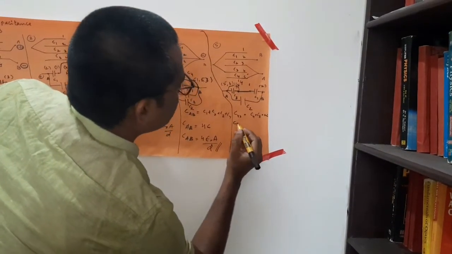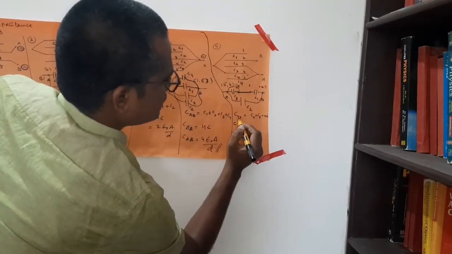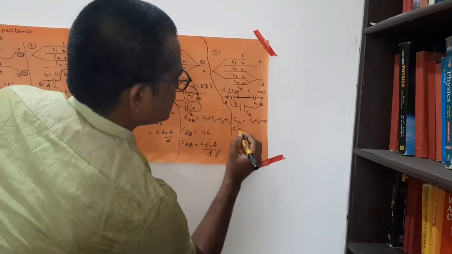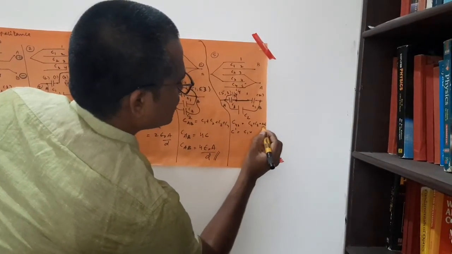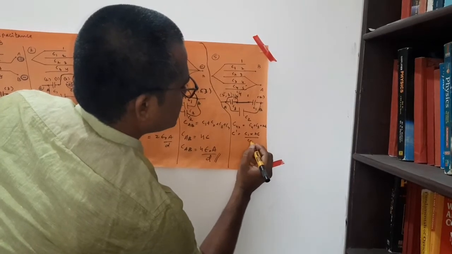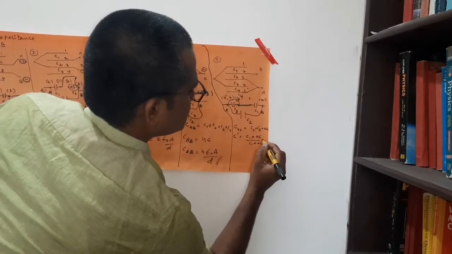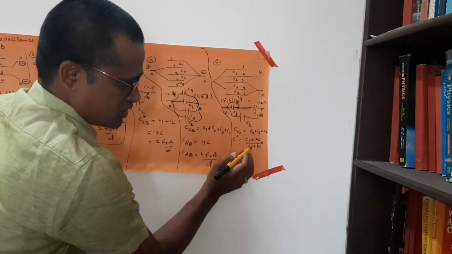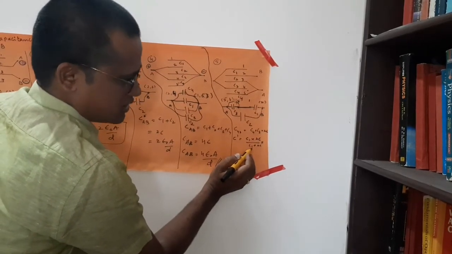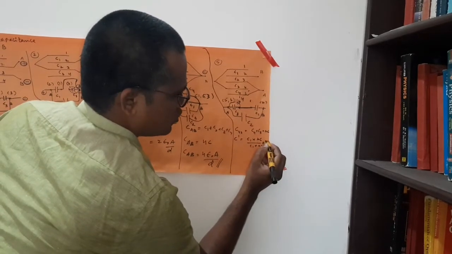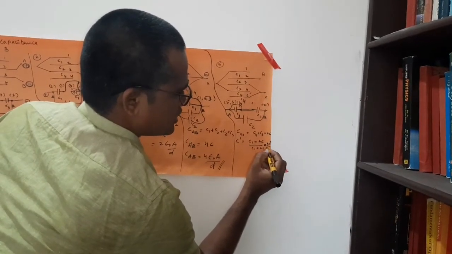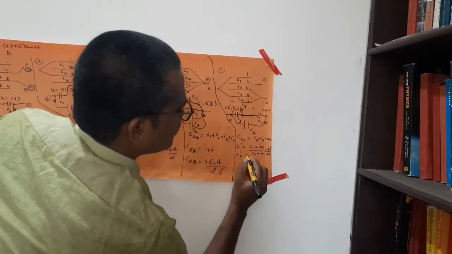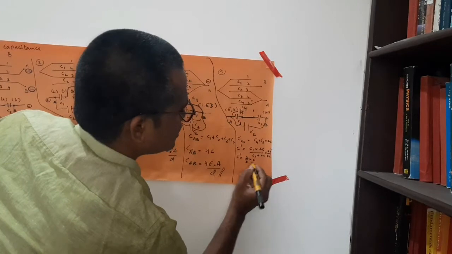I'll take between this C43 and C1, a series connection is there. Let me call it C dash. It is C1 into 2C divided by C1 plus 2C. This is equal to, as C1 is again C, 2C into C, 2C square, divided by 2C plus C, that is 3C. So it will be 2C square divided by 3C. Here C gets canceled, so C dash is equal to 2 by 3 into C.